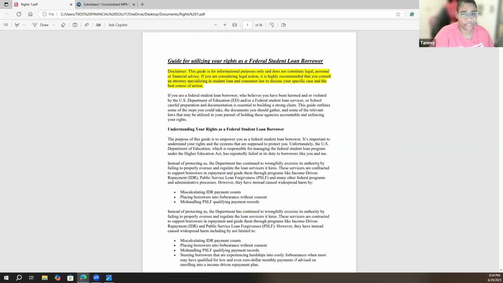It is to empower you as a federal student loan borrower because it's important that you understand your rights and the systems that are in place to protect you. The Department of Education, loan servicers, these institutions, they cannot just go around doing whatever it is that they want to do to you as a federal student loan borrower, and you're just supposed to lay down and take it. That is not how this works. So I created this guide to help you understand not only what your rights are, but to get you engaged in finding the information that is available to you, so that you're able to get it.